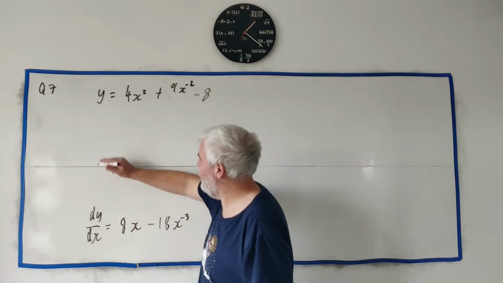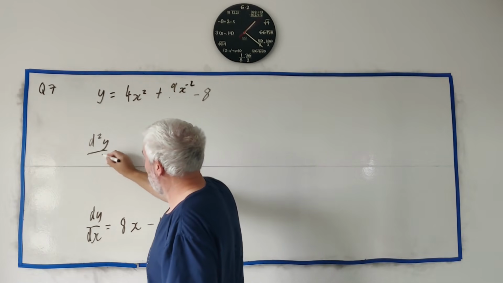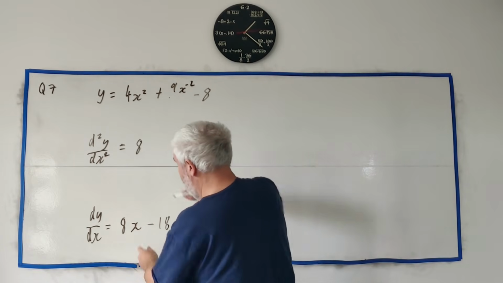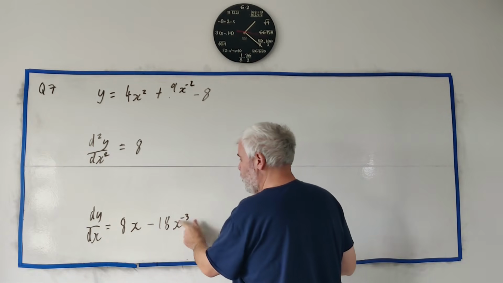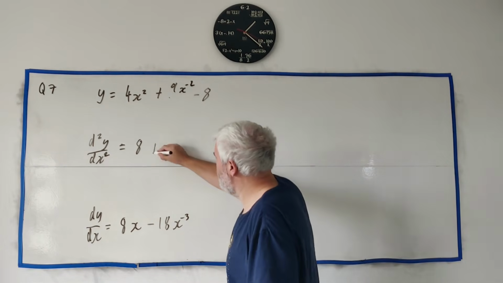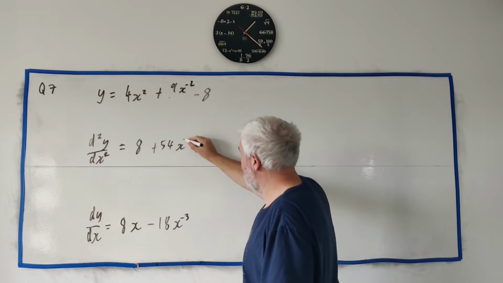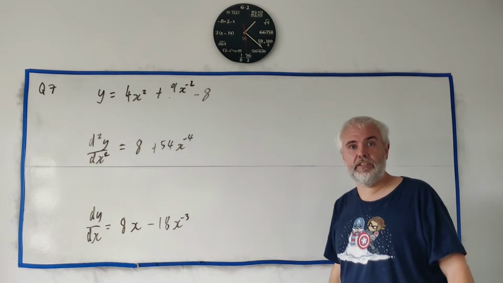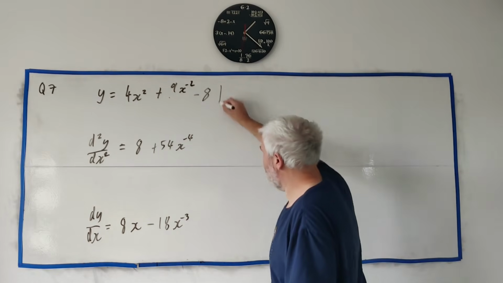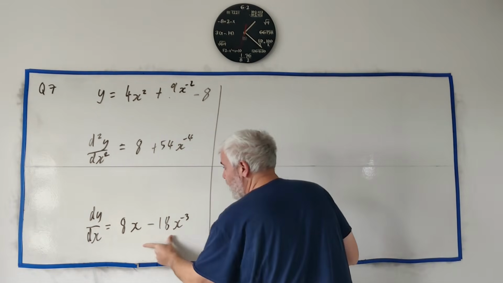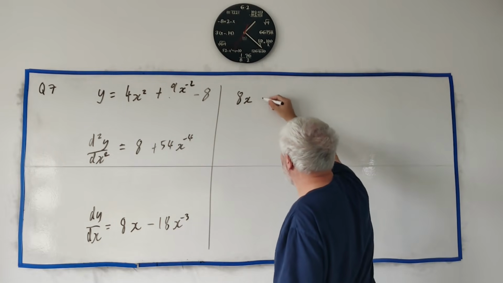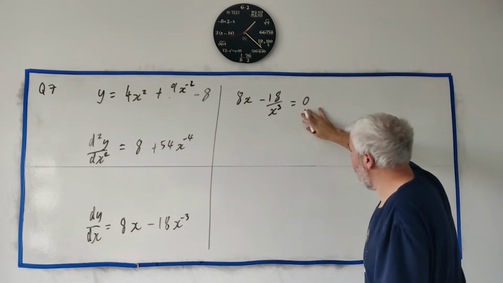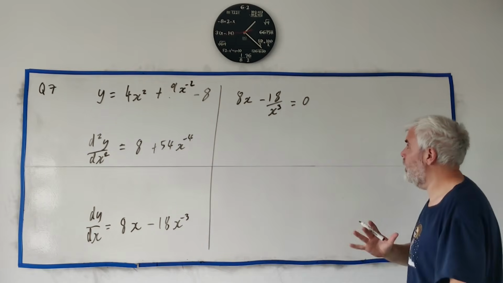So it's in the wrong order, but let me put the second derivative here. The second derivative is just this differentiated. This becomes 8, 1 multiplied by 8. This becomes minus 3 times minus 18 and is plus 54 times x to the minus 4. That's the second derivative. We can use both of those pieces of information to find these stationary coordinates. First of all, let's put this one equal to 0. So that's 8x minus 18 over x cubed is equal to 0. It's one equation with one unknown. We should be able to do it.